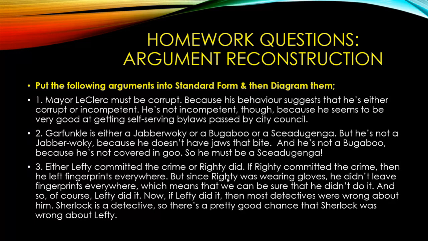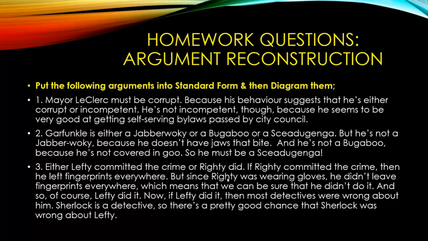Then we come to number 3, the hardest of the bunch. And this is the one that pretty much every student gets wrong when we bring it up in the tutorial classes for SSH 105, our critical thinking class. Okay, here it is. Either Lefty committed the crime or Righty did. If Righty committed the crime, then he left fingerprints everywhere. But since Righty was wearing gloves, he didn't leave fingerprints everywhere, which means that we can be sure that he didn't do it. And so, of course, Lefty did it.